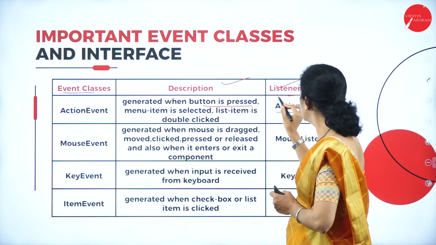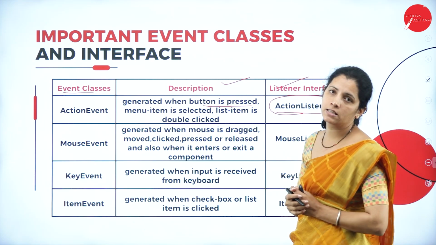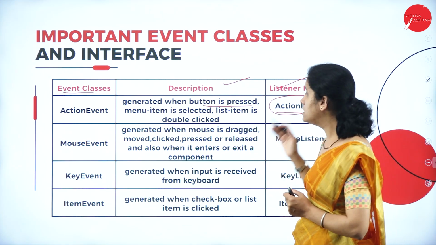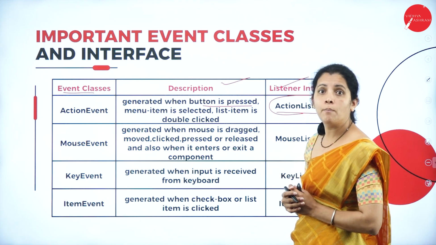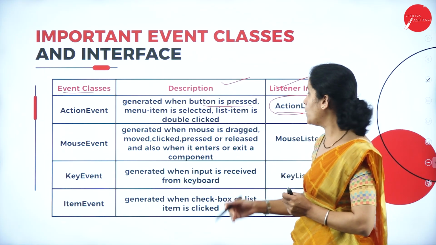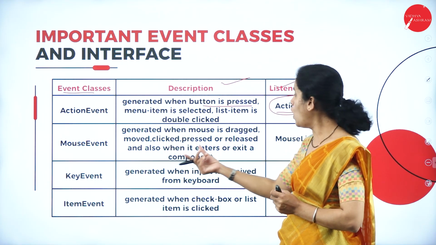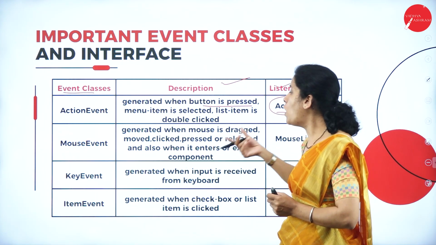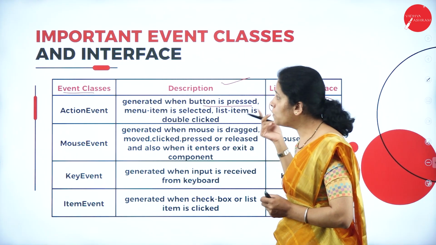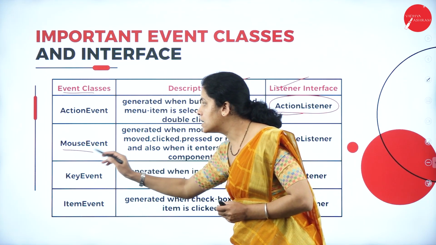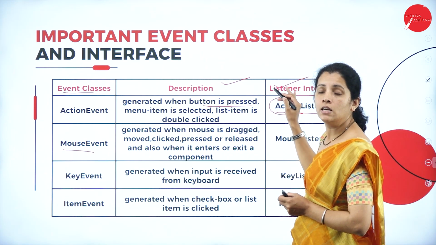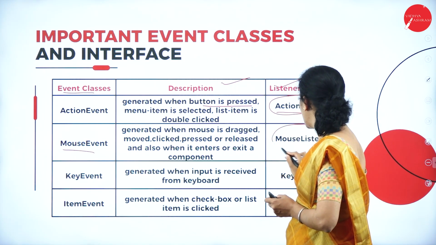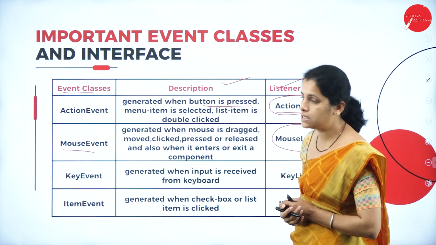So who is the listener interface? That is nothing but the action listener. And mouse event: when the mouse is dragged, clicked, pressed, or released. And what kind of event class? That is the mouse event class. And who is the listener interface? That is none other than mouse listener.